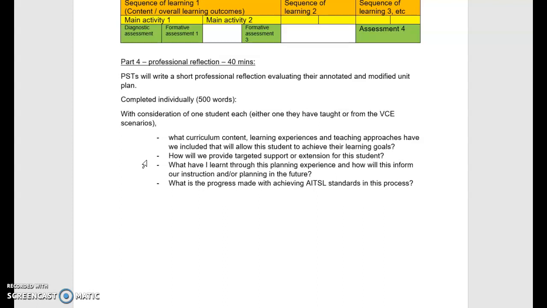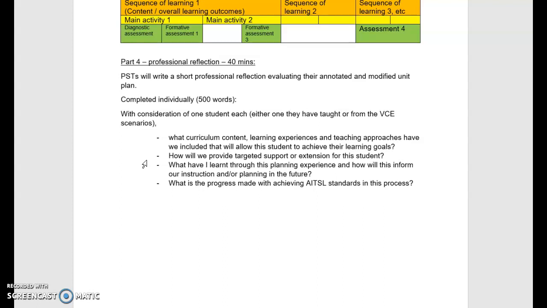So consideration of providing extension where applicable, if that's what this student needs. Where are the opportunities for higher order thinking? Where are the opportunities for convergent and divergent thinking? Where will you use data to inform your instruction? Or how will you support your student towards the SAC task and the exam?